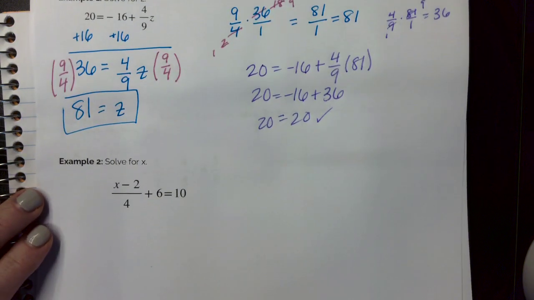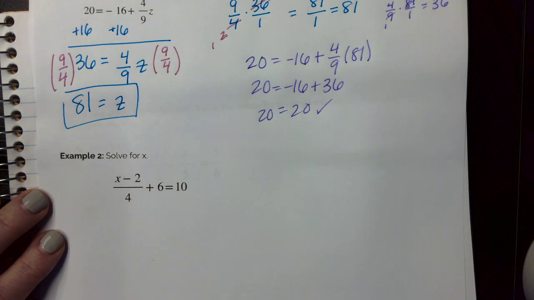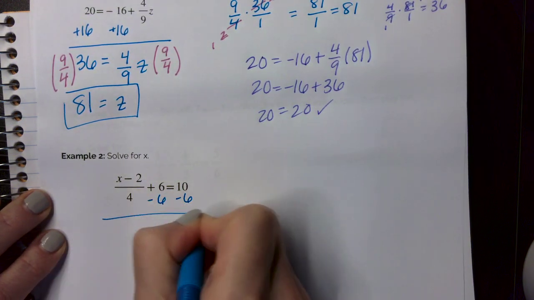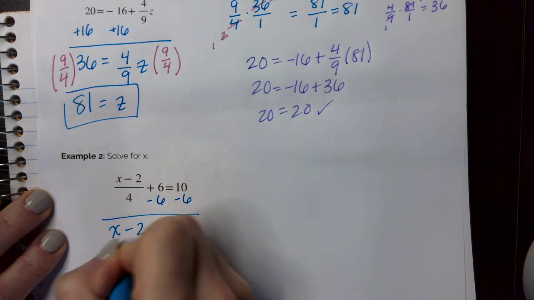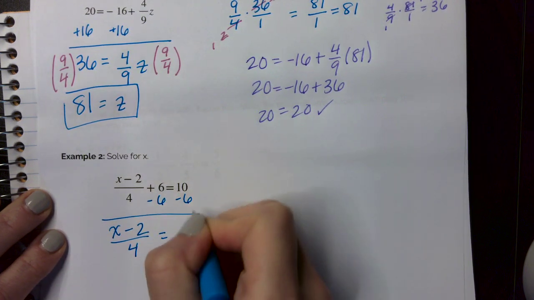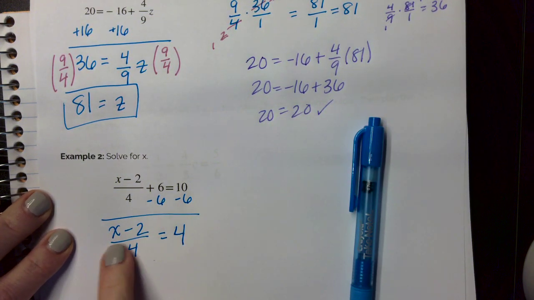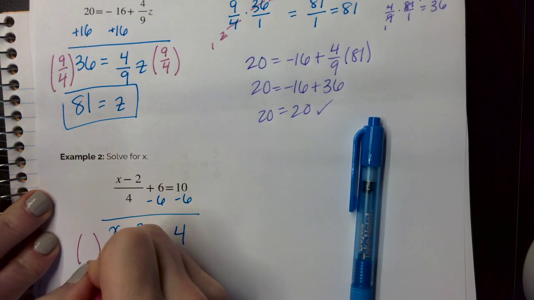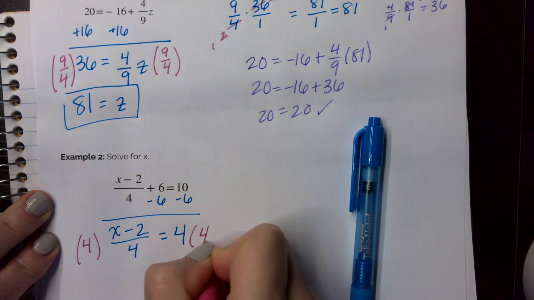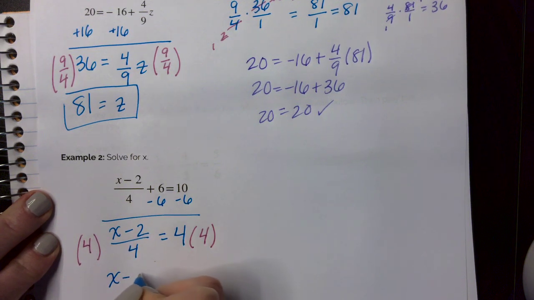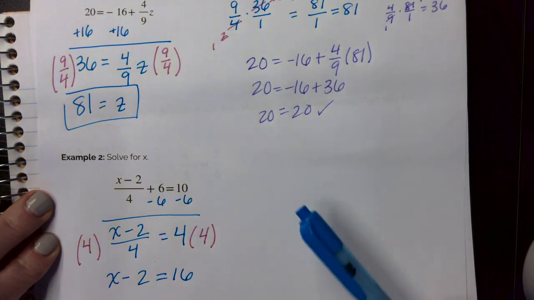Let's do another problem with fractions. Okay, we want to isolate the variable, so let's subtract 6 from both sides. X minus 2 over 4 equals 4. Now I want to get rid of this dividing by 4, so I'm going to multiply both sides by 4. And that gets me x minus 2 equals 16.